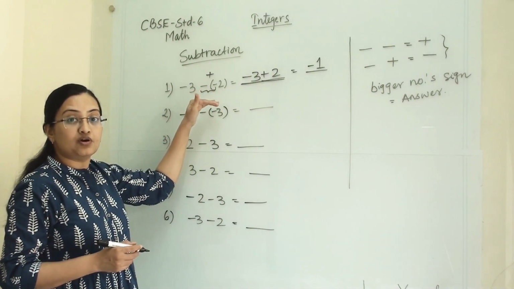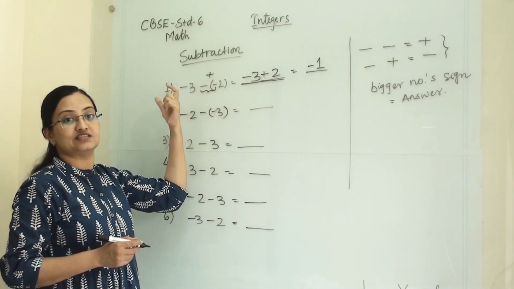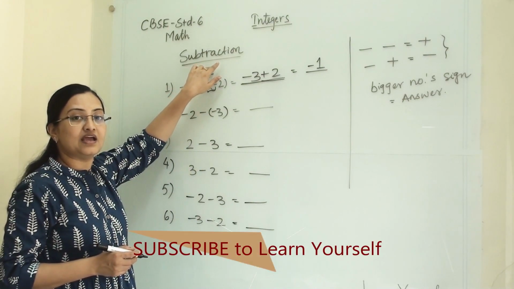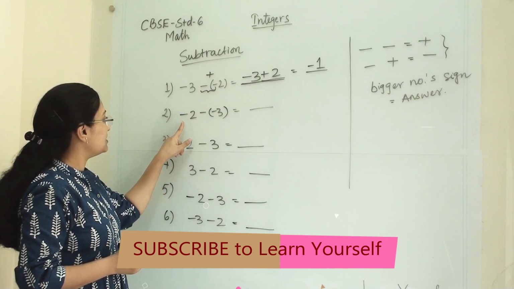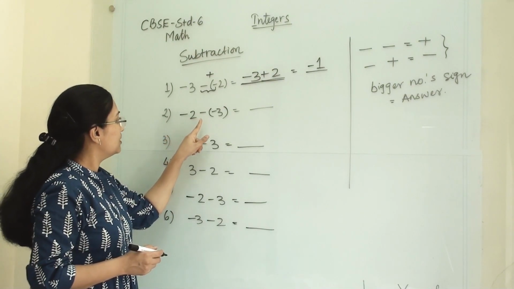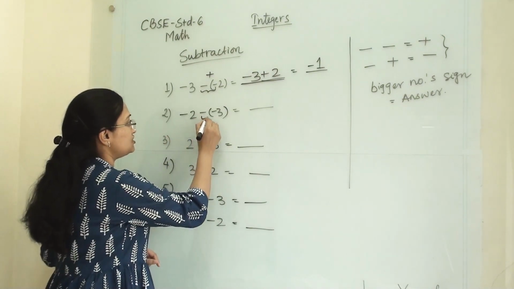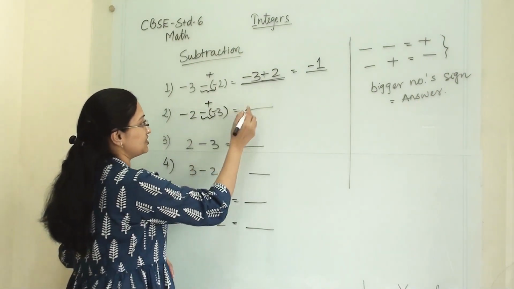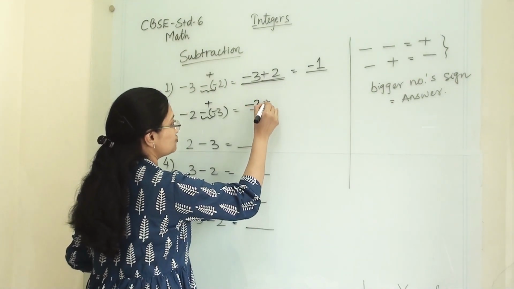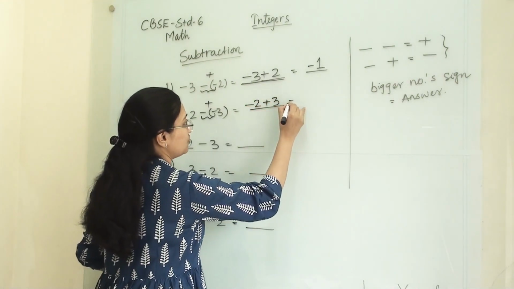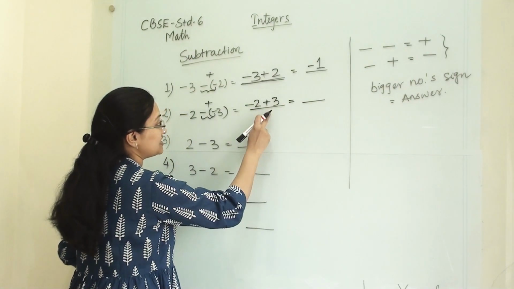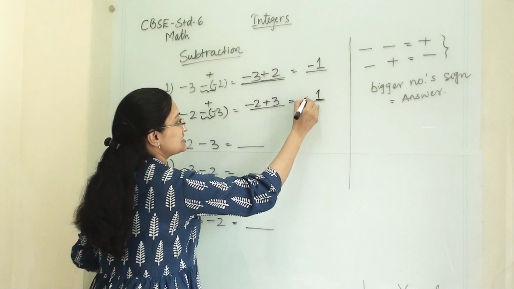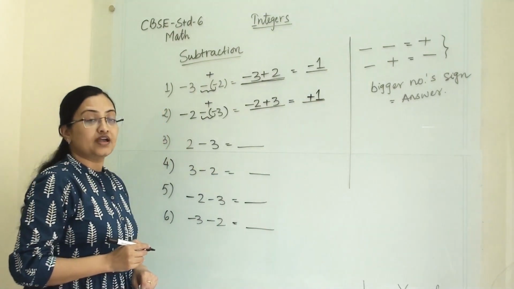This is only possible when two minus signs are together, and that will only happen when subtraction is your operation. Now here, minus 2 minus minus 3. So this minus minus will become plus. So our sum will be like minus 2 plus 3. So our answer is minus plus minus, so our answer is 1. But it will carry bigger number's sign, so it will become plus.